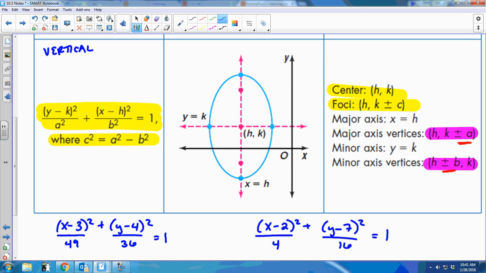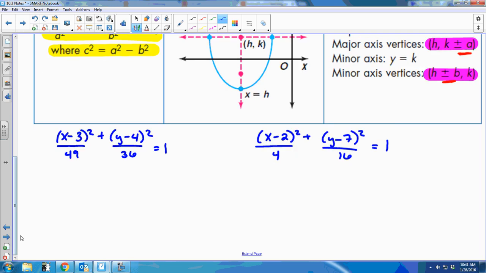Everyone have the stuff from the chart written down that they wanted to have written down? All right. I made two examples because we need to be able to tell from an equation if the ellipse is horizontal or vertical. One of these is horizontal and one of them is vertical.